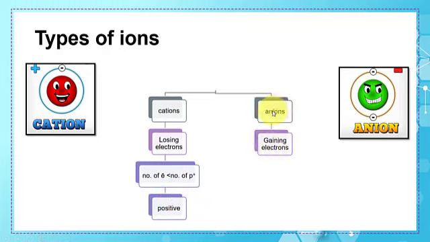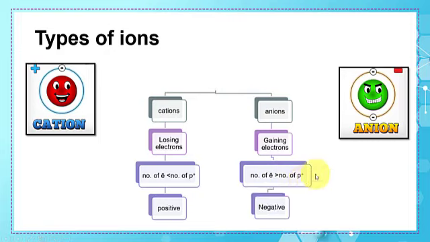Anions are atoms that gained electrons. So after gaining electrons, the number of electrons will be more than the number of protons. The negative particles being more than the positive particles will make the anion negatively charged.